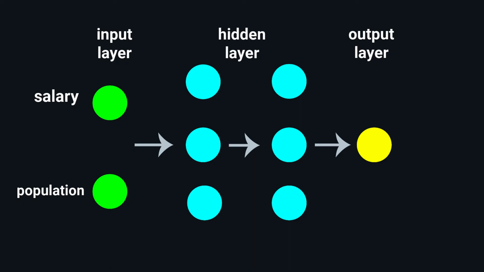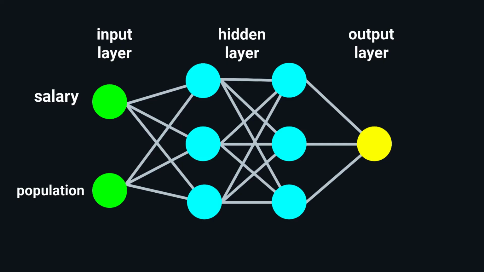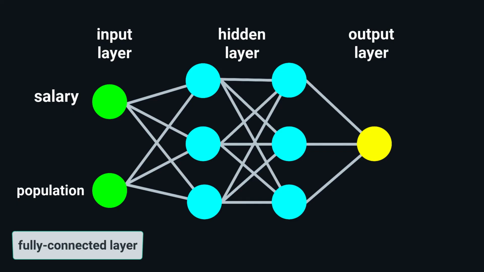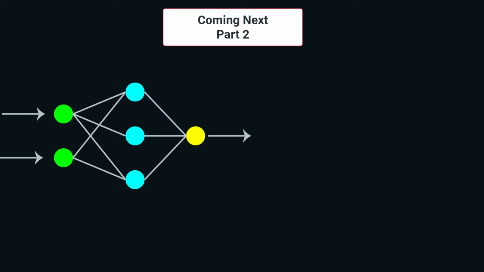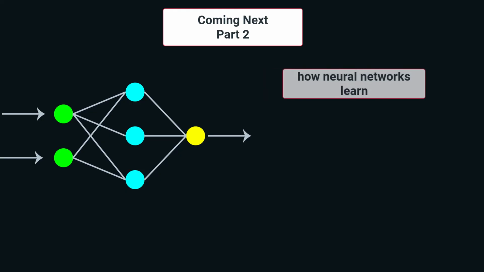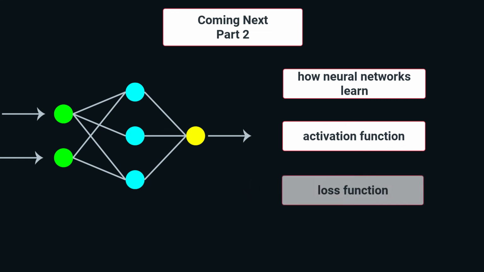After all this, we need to connect the neurons to propagate the value. When we connect each neuron with all the neurons of the next layer, it is called a fully connected layer. This was the structure and form factor of the neural networks. In the next video, we will see the working principles and the overall learning or training process of MLP. And we will also discuss activation function and loss function.